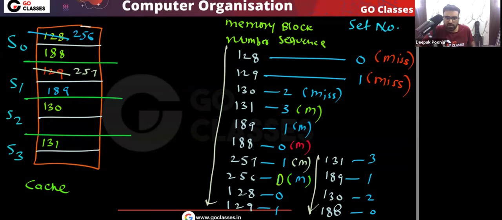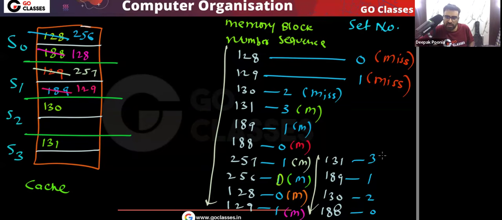Now what next? 128, is that a hit? No, that is a miss, because that is not available in the cache memory. So this 128 will map to set number 0. In set number 0, the least recently used is 188, so I will put 128 here. Next 129, that is also a miss, and I need to replace one of them in the set, either 257 or 189. You can see that this 189 is the least recently used, so here we can put 129.